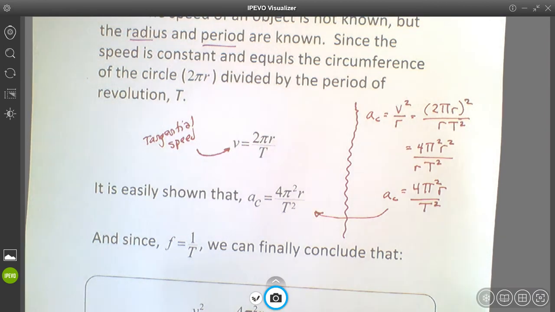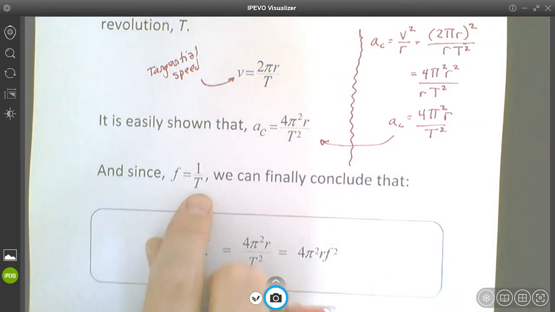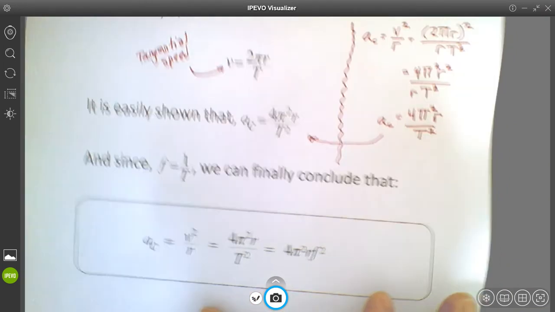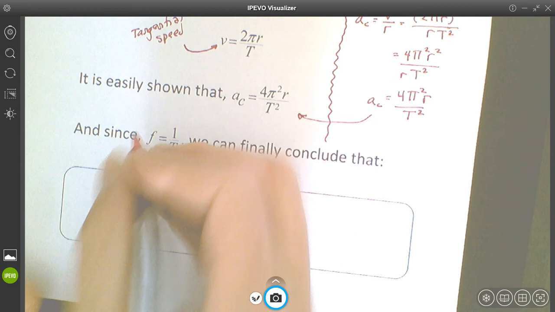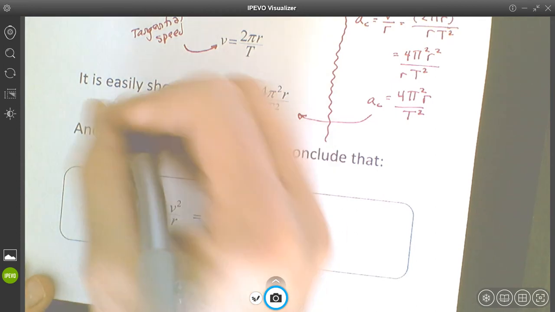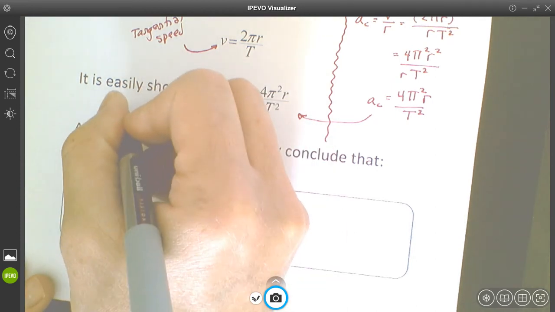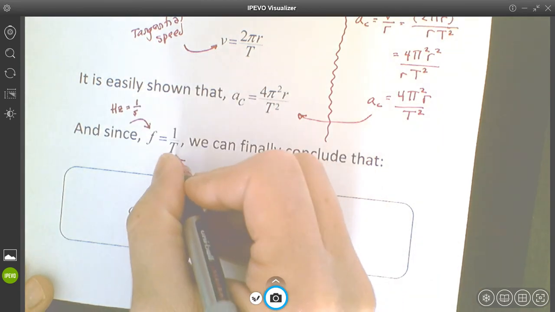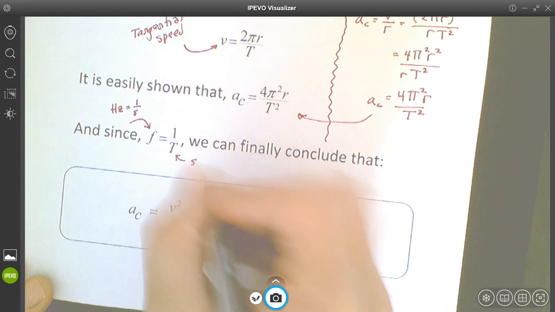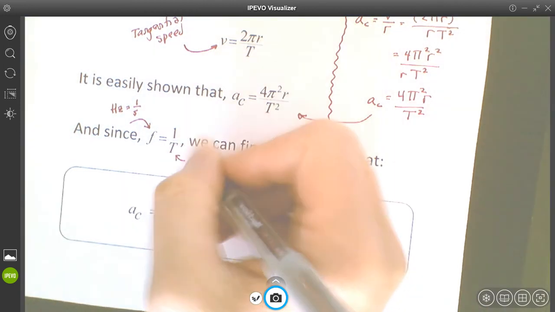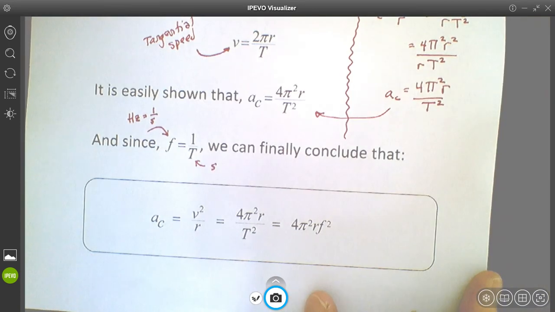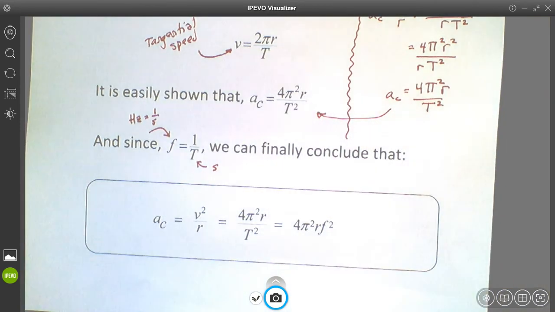Now, we know one other thing. Frequency and period are reciprocals of each other, right? Remember that frequency is measured in hertz, which is 1 over seconds. Period is time, so it's measured in seconds. So 1 over seconds is called a hertz. And it's good to refresh yourself on that little bit there.